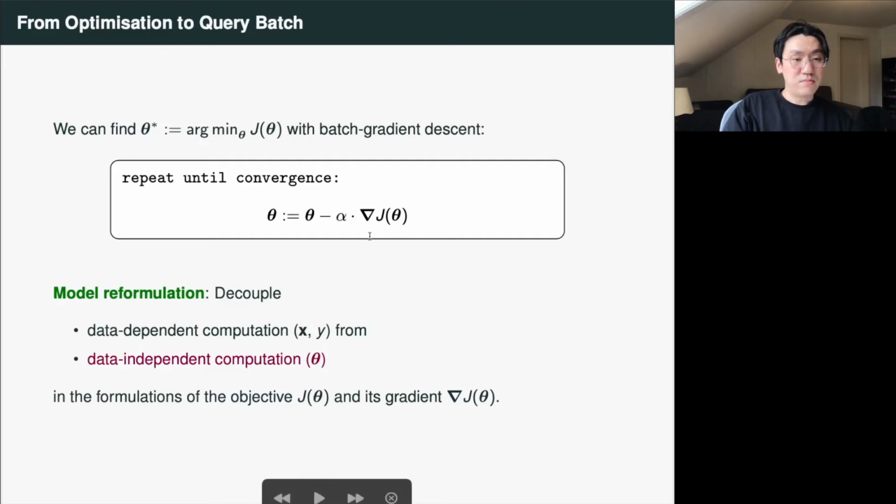How to get from the optimization to query batches? We have this model reformulation idea. We look at this objective function J and its gradient, and we think, can we rewrite this formula in a way so that we decouple the parameters theta from the computations we have to do over the data x and y in the training dataset? If we can decouple the data-dependent and data-independent computations, this data-dependent computation is just an in-database computation, which we can do efficiently.